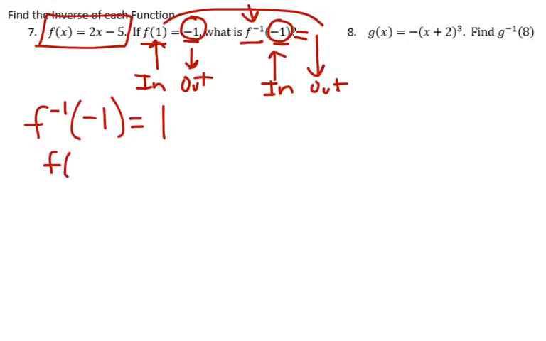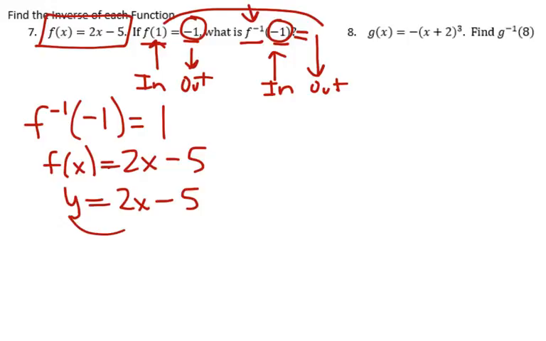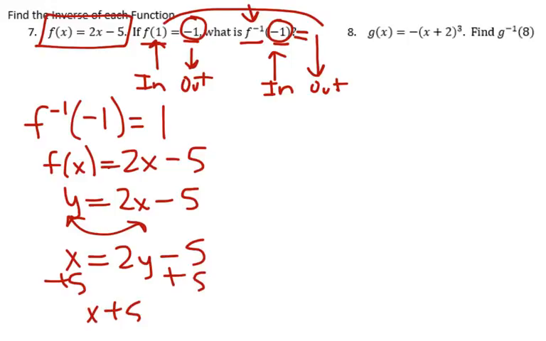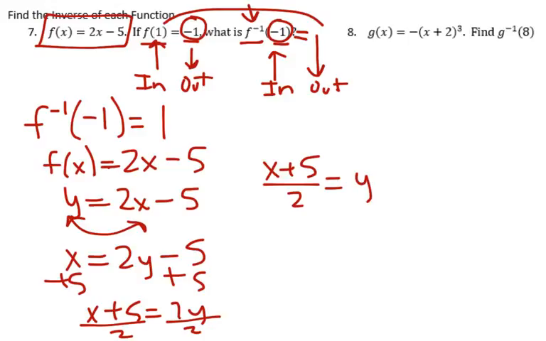Remember, we can think about finding an inverse like this. Okay, so think of f of x as y instead, same thing. Swap those two out, so x where the y is, y where the x is, and then solve for y. So we'd add 5, we're going the opposite way, so x plus 5 equals 2y, divide by 2, so we get x plus 5 over 2 equals y, which we really said was f of x.